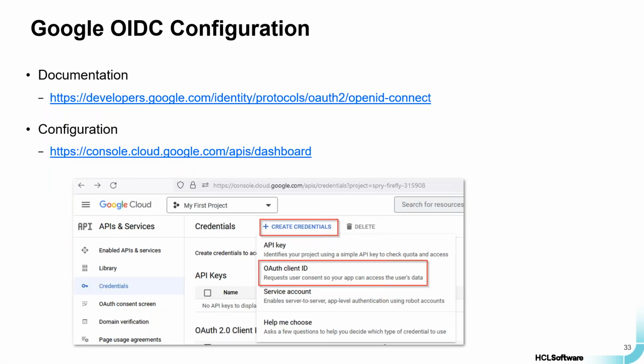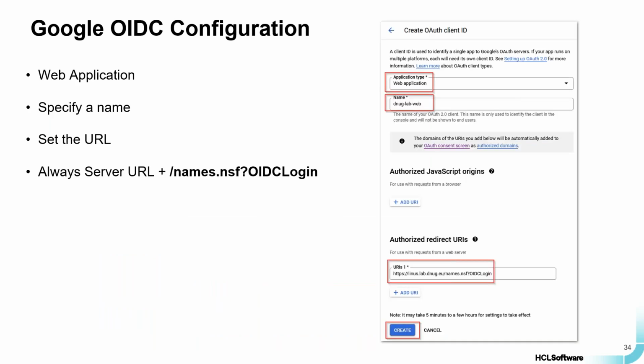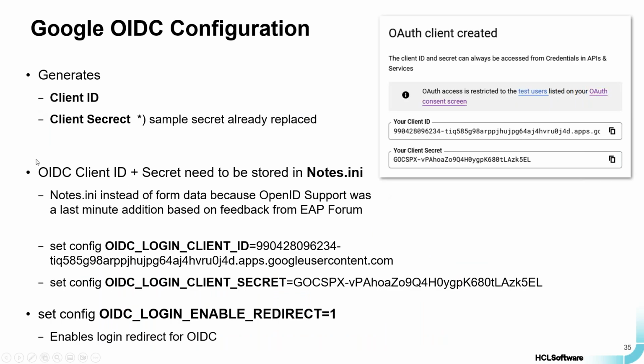After that, you need a configuration on the Google side. I will skip the details. You will be able to follow quite easily if you have those links. You put in all the configuration, then it generates a client secret. We have to put that in the notes INI settings, as I mentioned.